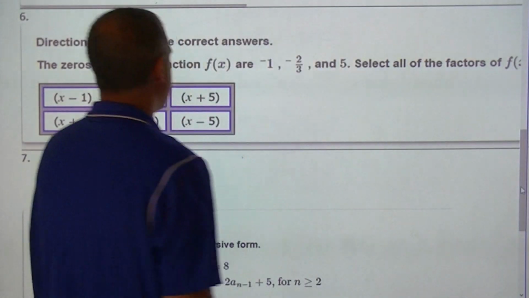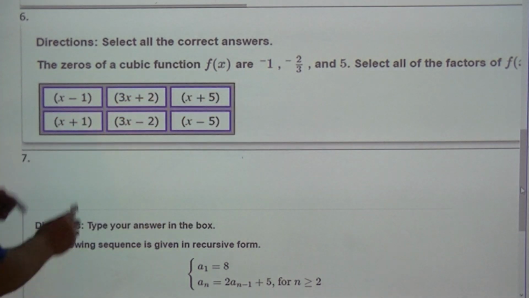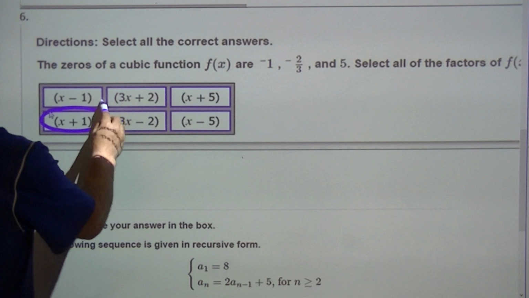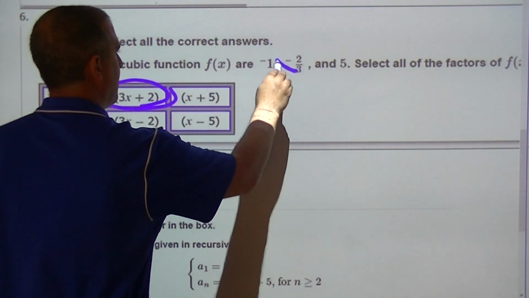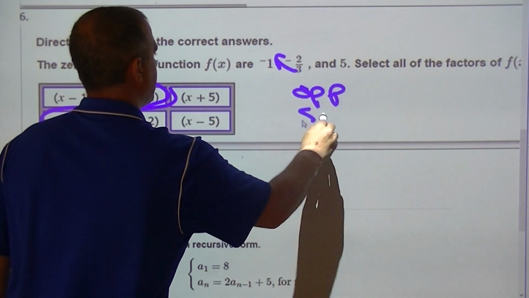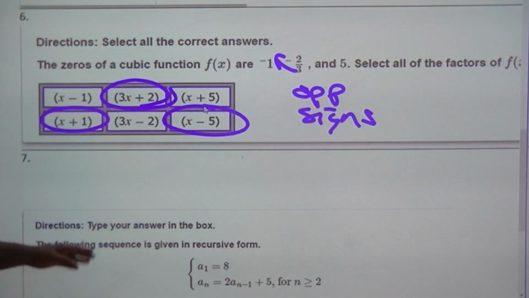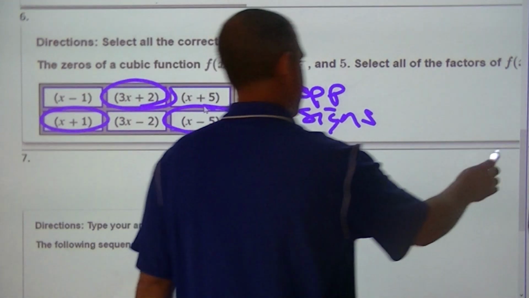This one I can do pretty quickly. Negative 1 would be x plus 1. Negative 2/3 would be 3x plus 2. Remember, this comes up: you got opposite signs. And then 5 would be x minus 5. That's pretty simple. I can skip that one.